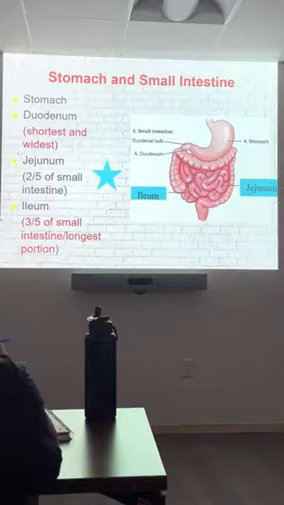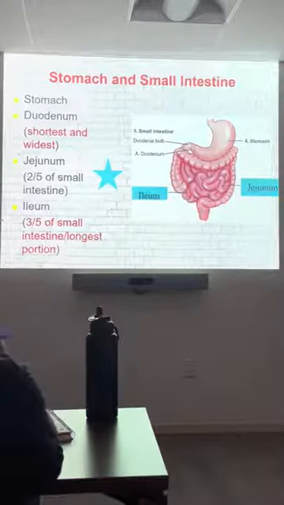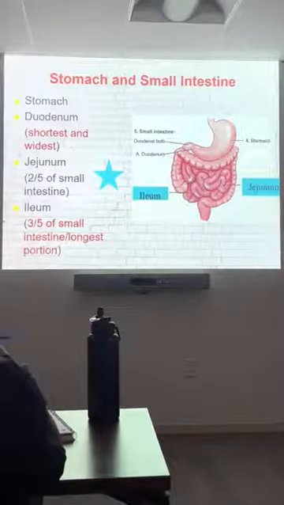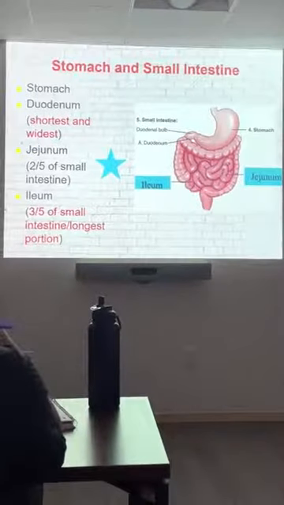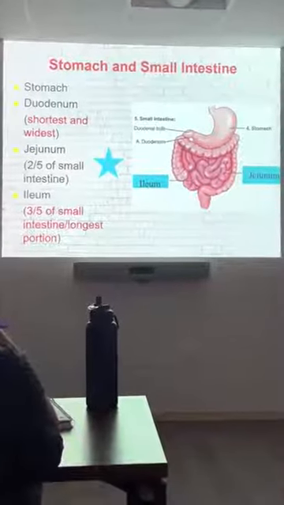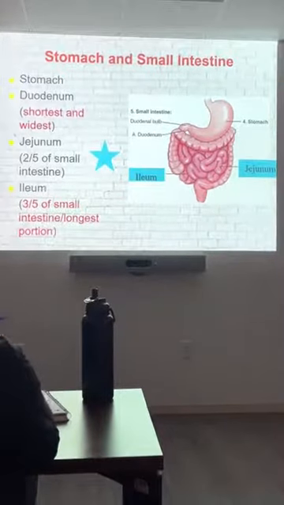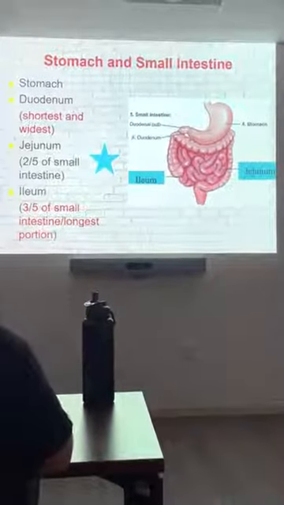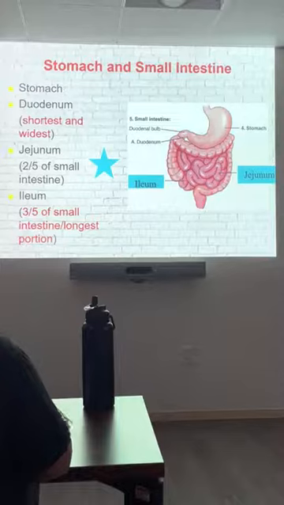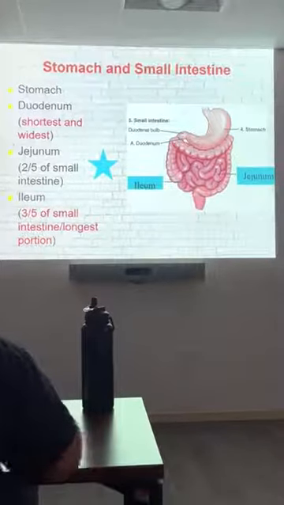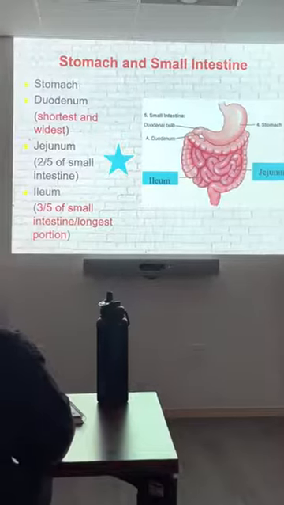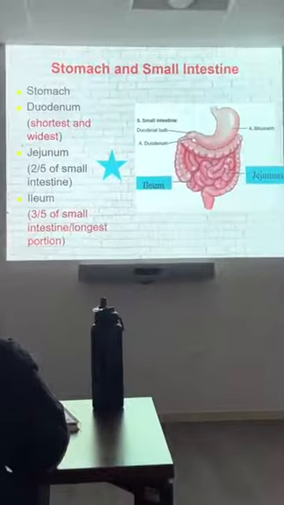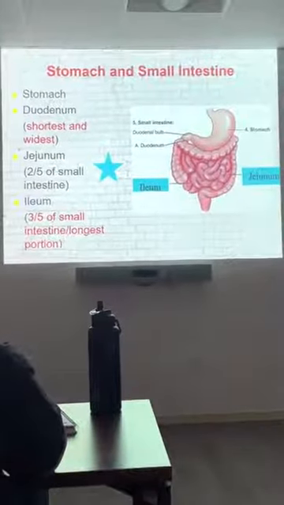The second portion of the small intestine in the path of digestion is what's called the jejunum, followed by the final portion called the ileum. And the ileum is the longest portion of the small intestine. Duodenum is the shortest and the widest. Ileum is the longest portion. Jejunum is stuck in the middle. So duodenum, jejunum, ileum is the path of digestion through the small intestine.